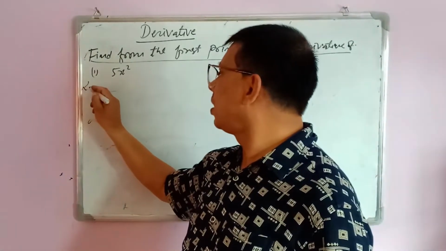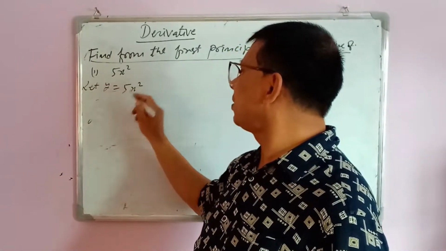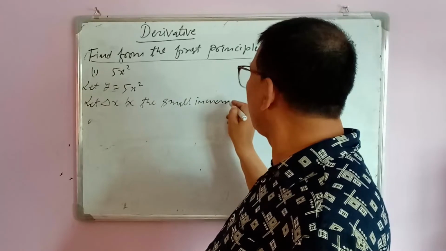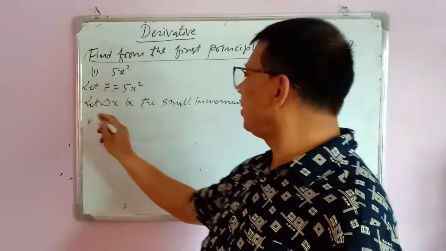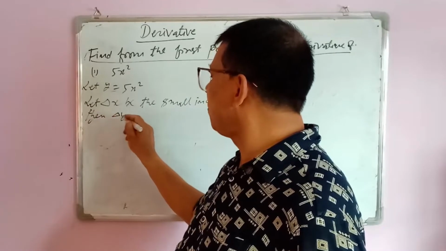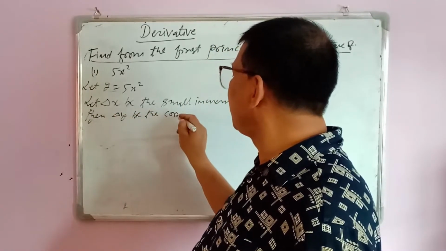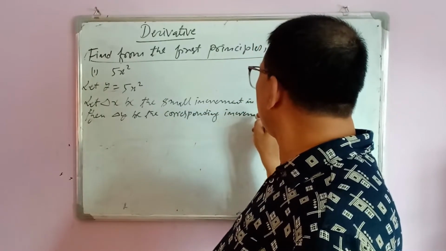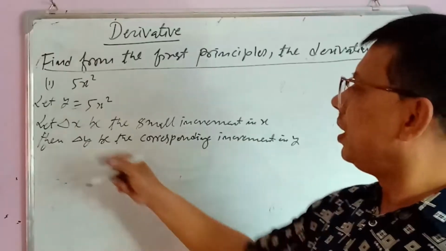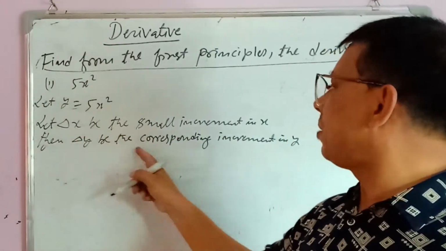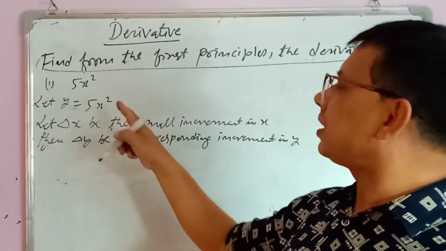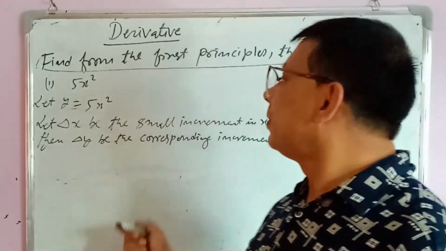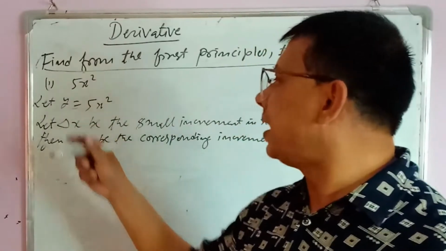So let y equal to 5x square. Let delta x be a small increment in x, then delta y be the corresponding increment in y. If you add a small quantity delta x in x, it will automatically add delta y in y to make the balance.